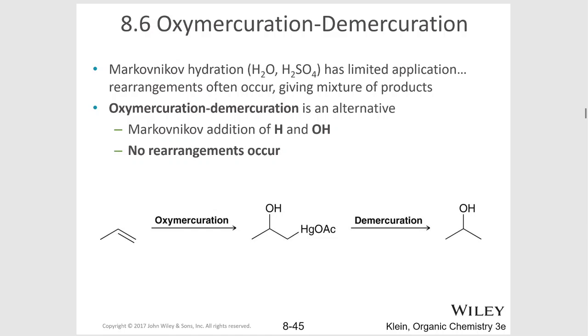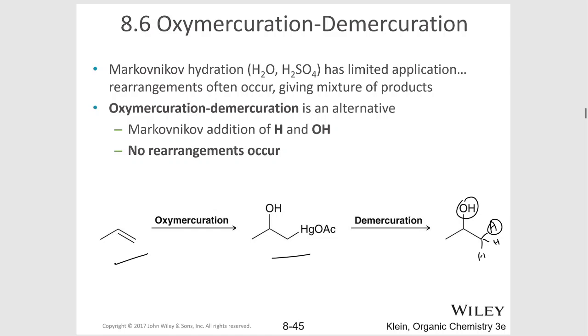So we still get Markovnikov addition of H and OH across a double bond, but just avoiding rearrangements. Okay, so with oxymercuration-demercuration, we could do a reaction like this. Here we have propene. We're going to add something across the double bond where the OH goes to the more substituted side, and then in the product we end up with what was essentially adding H and OH across the double bond.